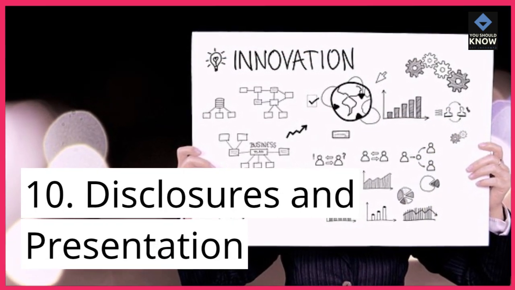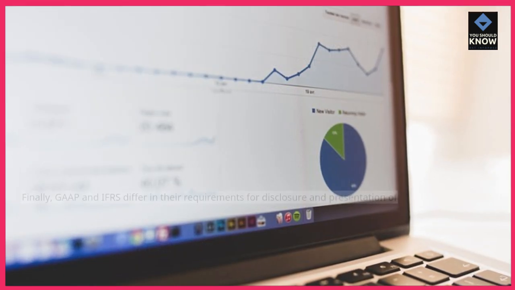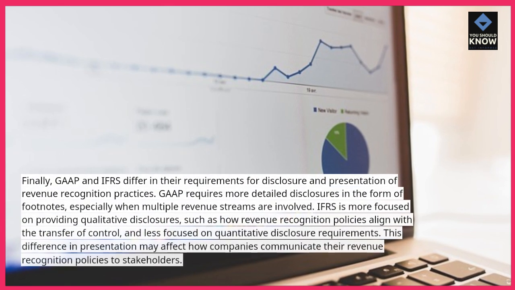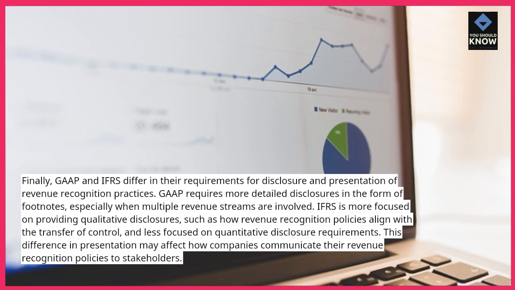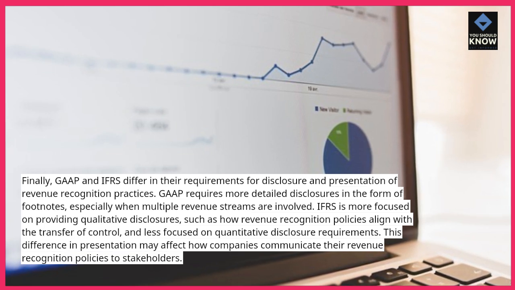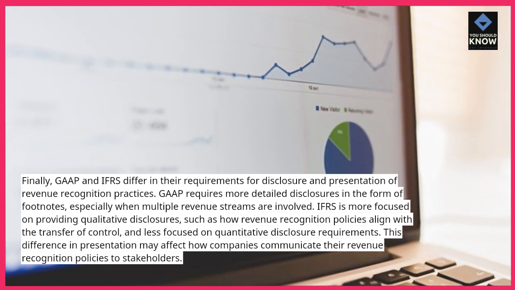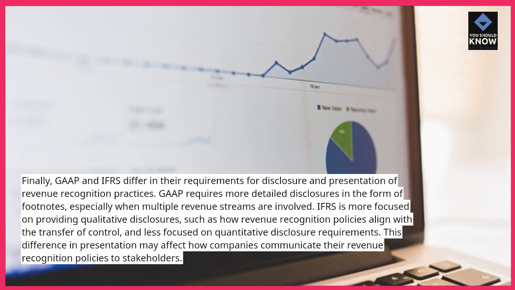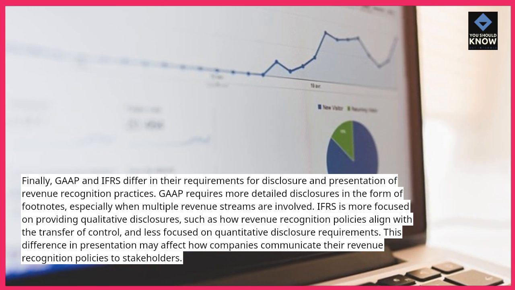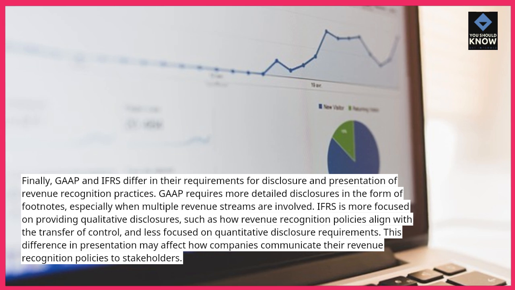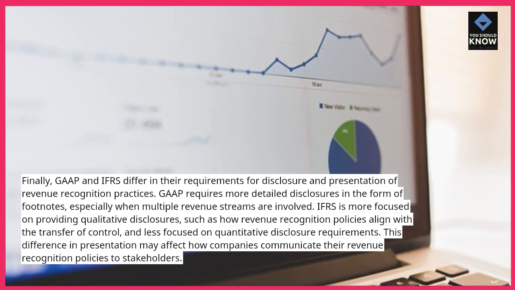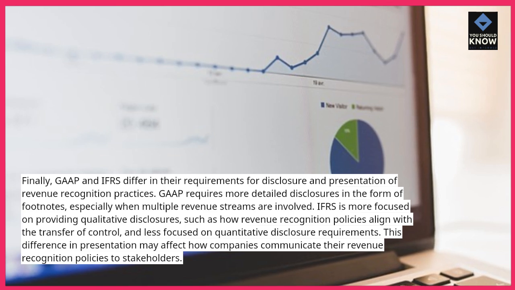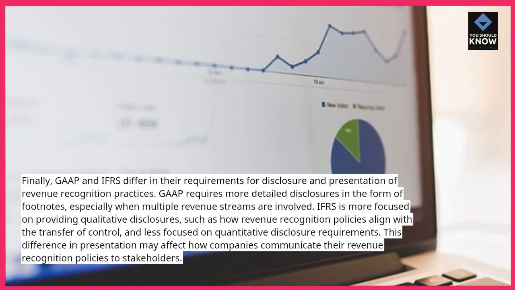10. Disclosures and presentation. Finally, GAAP and IFRS differ in their requirements for disclosure and presentation of revenue recognition practices. GAAP requires more detailed disclosures in the form of footnotes, especially when multiple revenue streams are involved. IFRS is more focused on providing qualitative disclosures, such as how revenue recognition policies align with the transfer of control, and less focused on quantitative disclosure requirements. This difference in presentation may affect how companies communicate their revenue recognition policies to stakeholders.